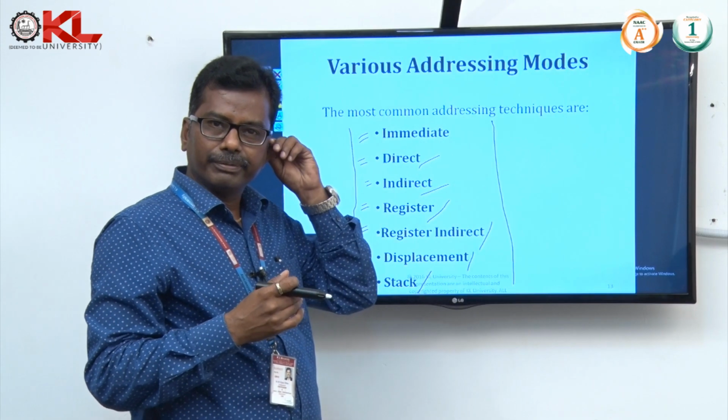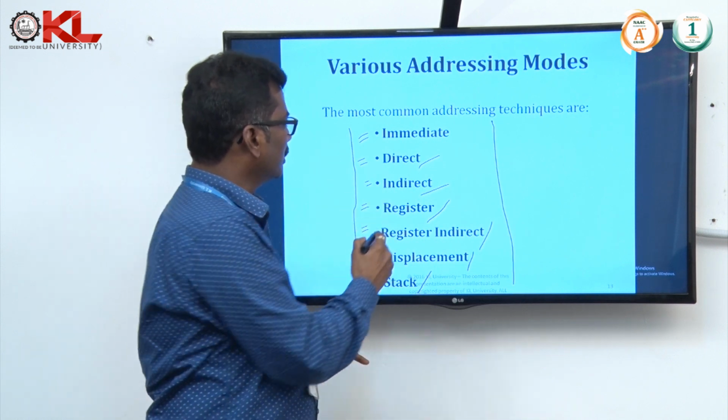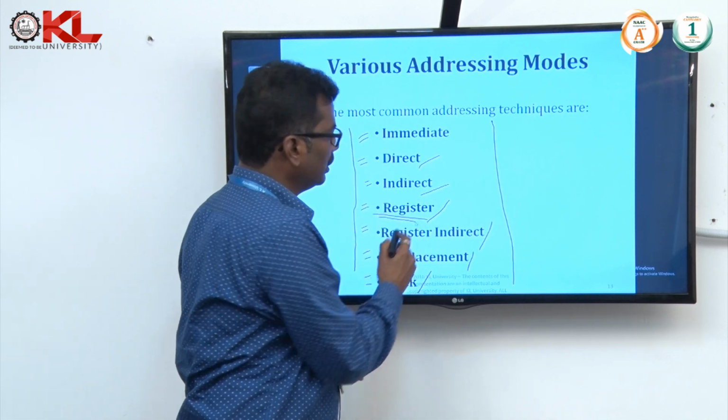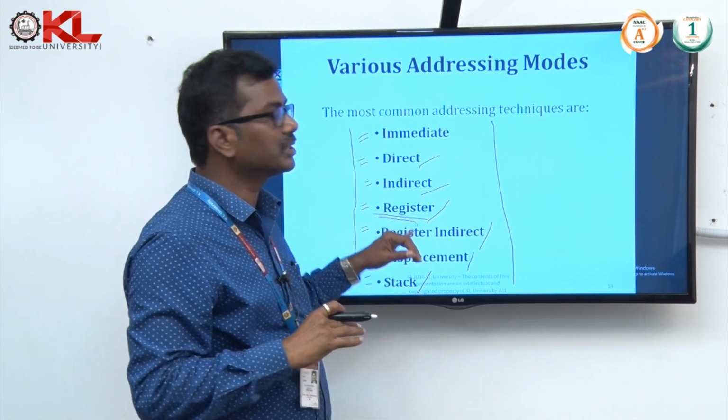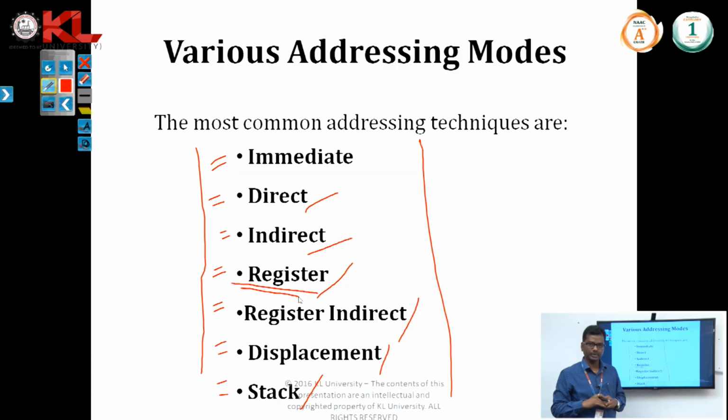Suppose the particular data is directly available in a particular register or register set, then it may use register addressing mode to locate that particular data or operand. So, let us start with immediate addressing mode. Let us try to understand immediate addressing mode.